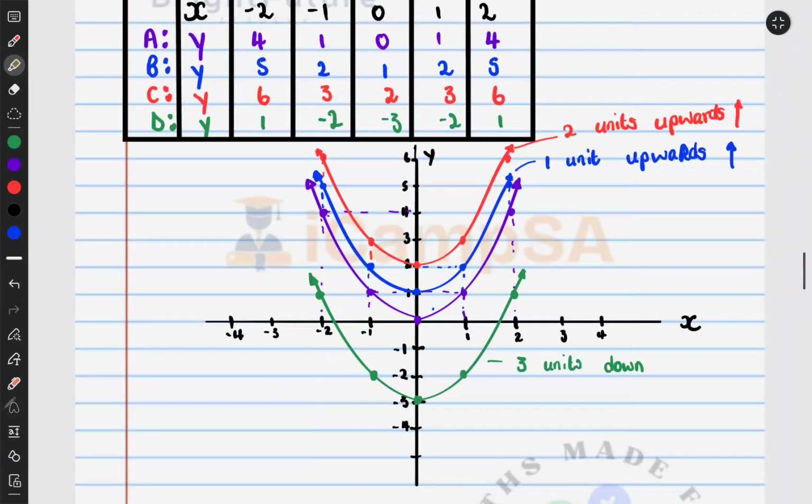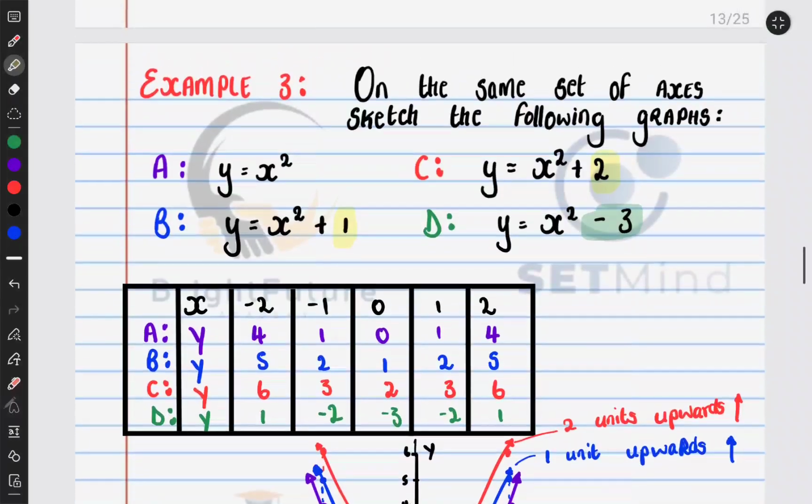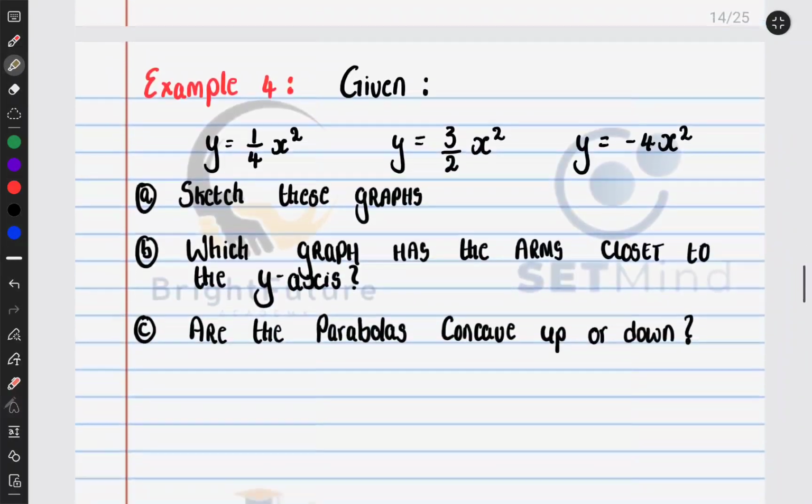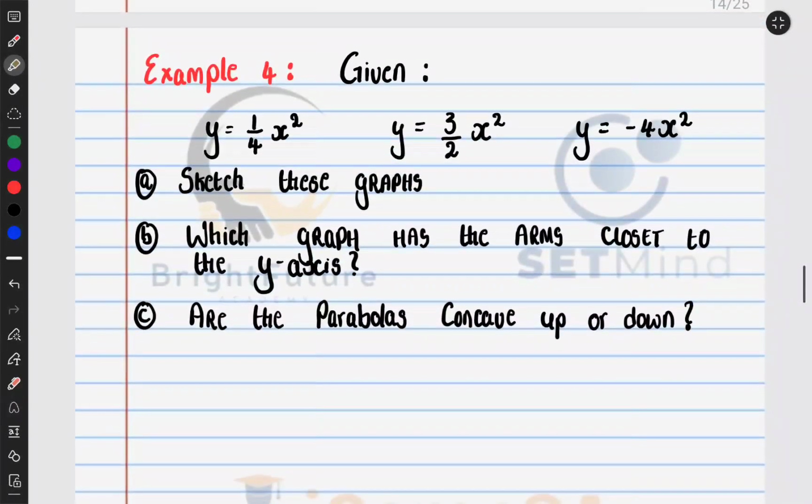What you call this thing, our function cuts the y-axis. It's the y-intercept, as we are highlighting those points. Okay, next let's go into example number 4.